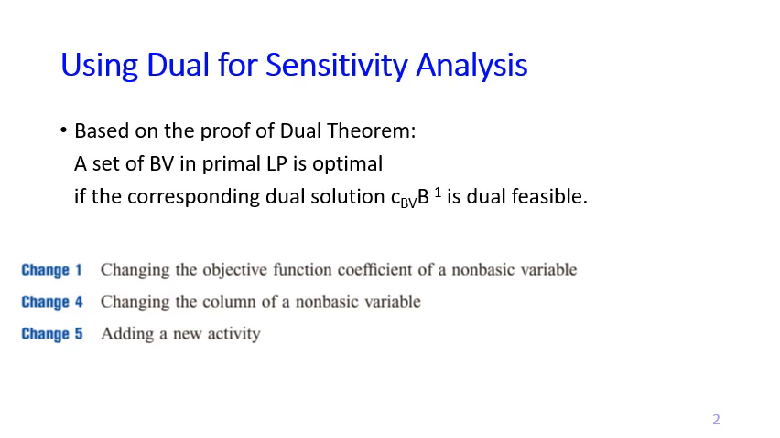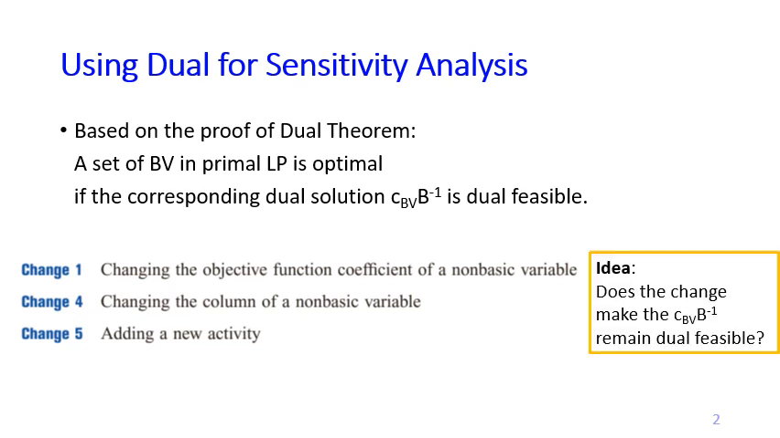The basic idea here is that after we make the change, we need to check whether the CBVB inverse remains dual feasible or not. If yes, it means that the current basic variables remain optimal even after the change. If not, it means that the current basic variables become not optimal anymore after the change. So the key here is checking if CBVB inverse is still dual feasible or not.